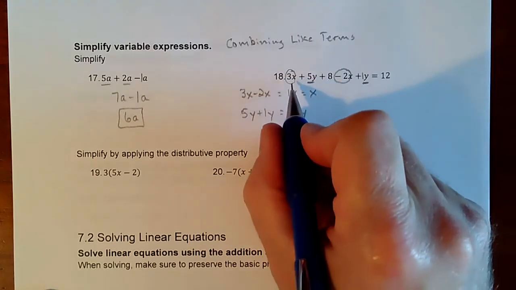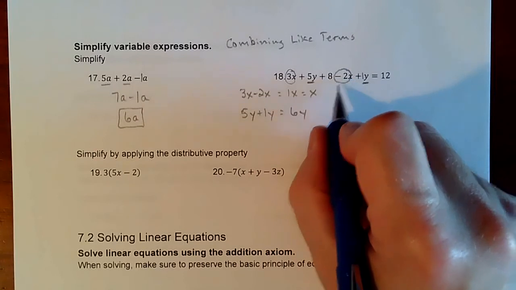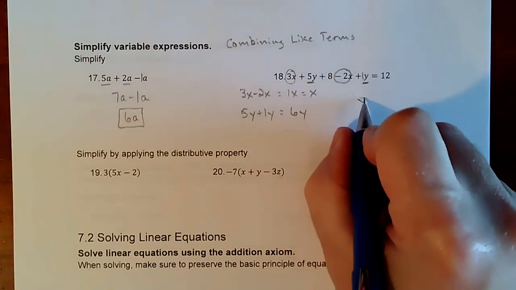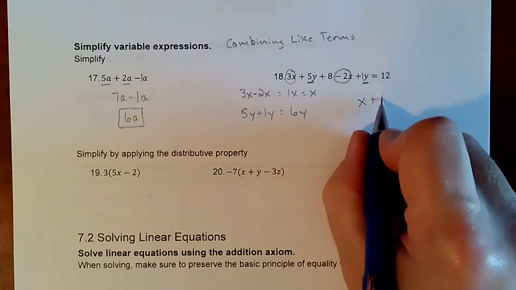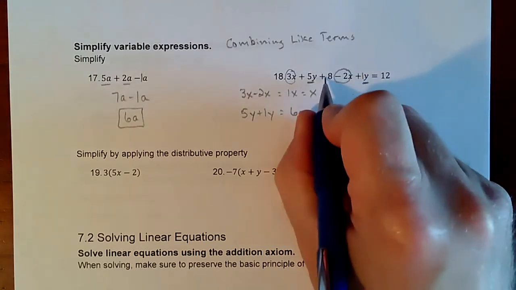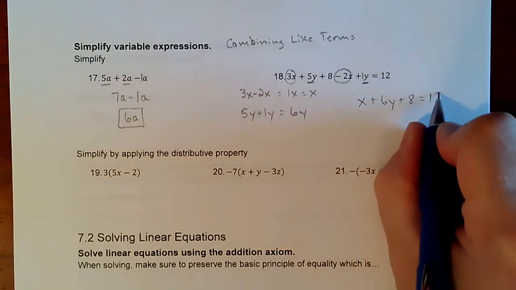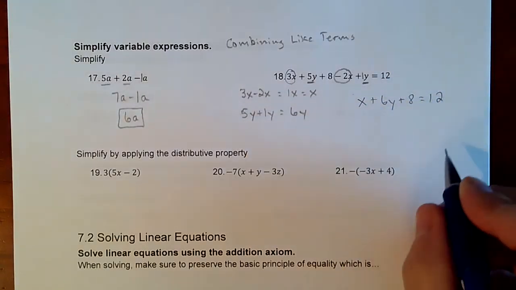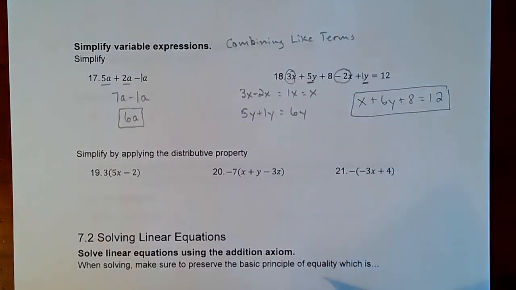So the best we can do to clean this up is we'll put the 3x and the negative 2x together and get x. We'll put the 5y and the 1y together, and that'll get us a plus 6y. And then we'll just tack that plus 8 onto the end, and then it equals 12. And that's the best that we can do as far as simplifying. Okay, just clean it up. Put together what we can.